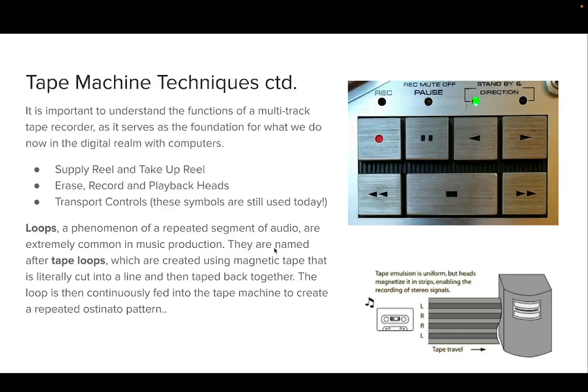Loops, a very common phenomenon, are a repeated segment of audio. They are named after tape loops, which are literally created by using a snippet of tape that has been cut into a line and then taped back together onto itself. The loop is then continuously fed into the tape machine over and over again to create a repeated ostinato pattern. This method is used very much today and comes from experimentation with tape back in the 1960s.